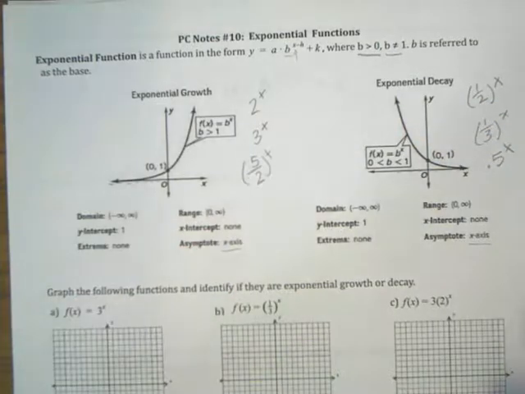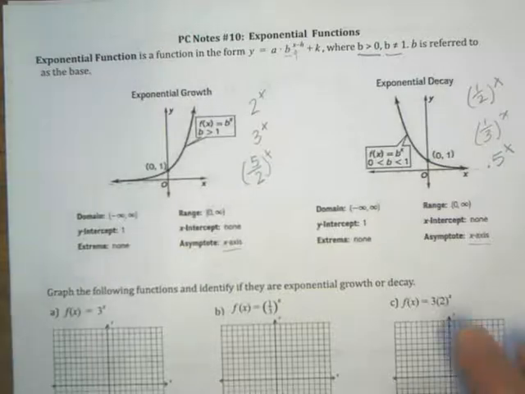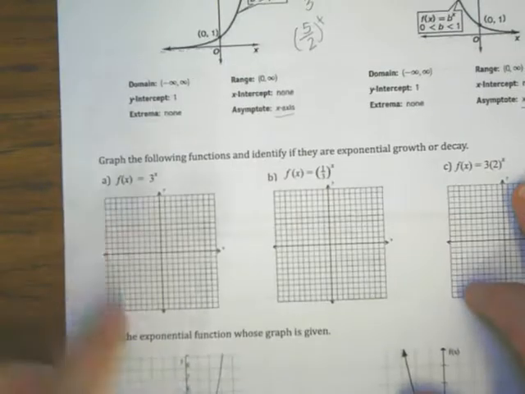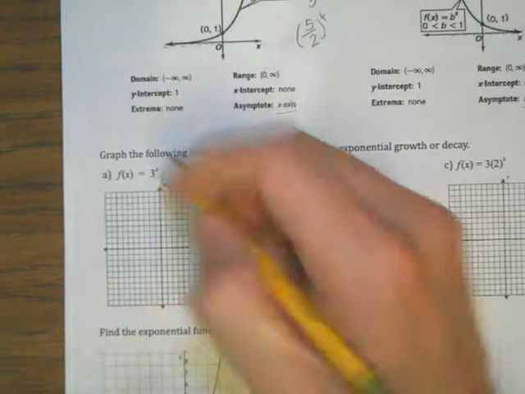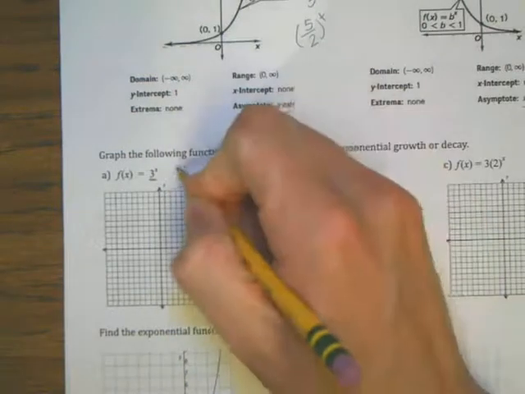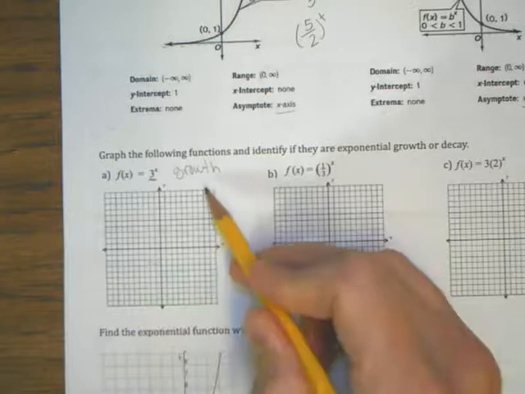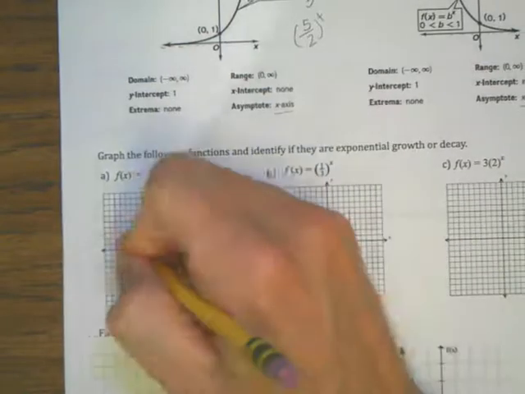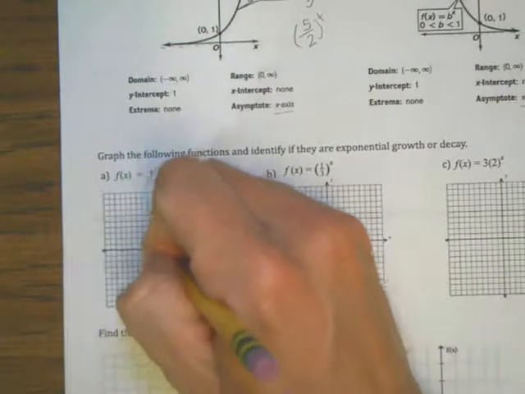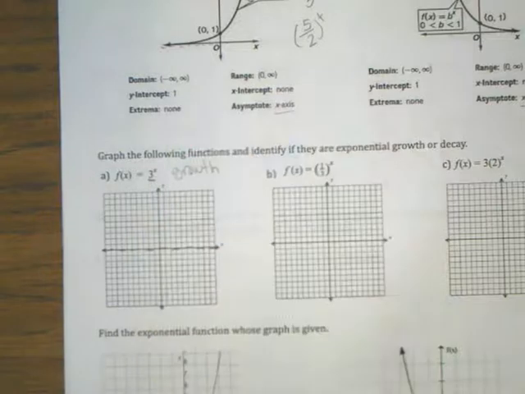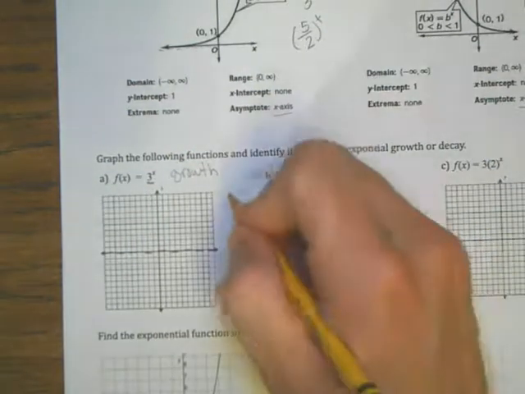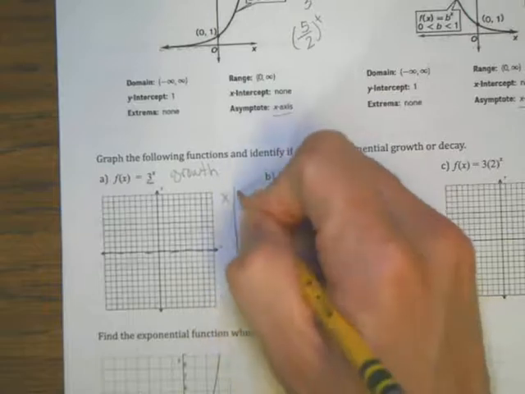So let's see how some of these work. Take this first function here, f of x equals 3 to the x. Our b is bigger than 1, so we know it's growth. So we know it's going to be going up from left to right. Our asymptote, let's draw this in here so we don't accidentally cross it, is the x-axis. And then let's explore this one with a little table to see what happens.